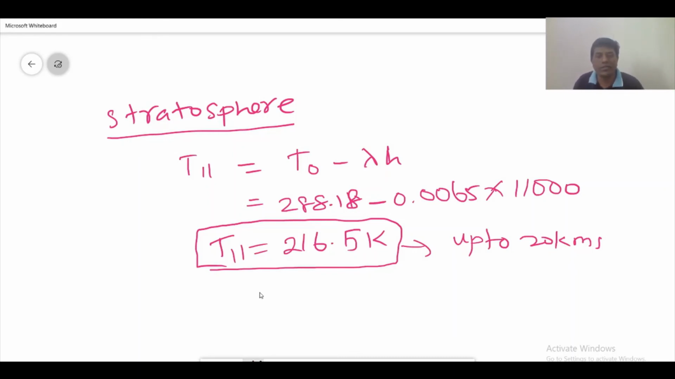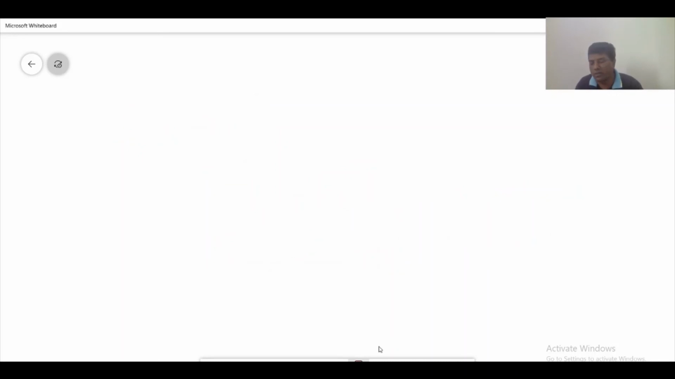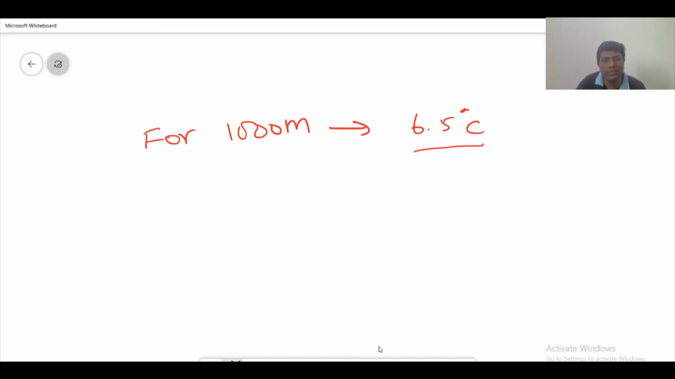Another thing is that for every 1000 meters in the troposphere, the temperature decreases by 6.5 degrees Celsius, a point we had just left out. So this will be decreasing for every 1000 meters. That is how we finally end up with a very low temperature at 11,000 meters. That is what we need to note down.